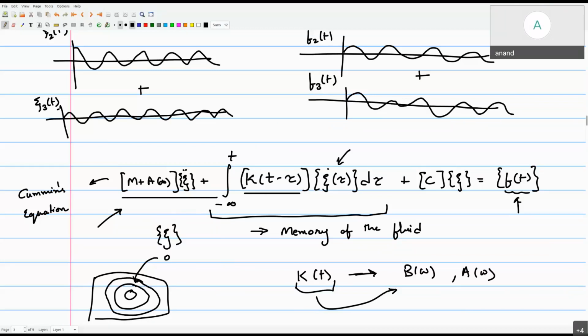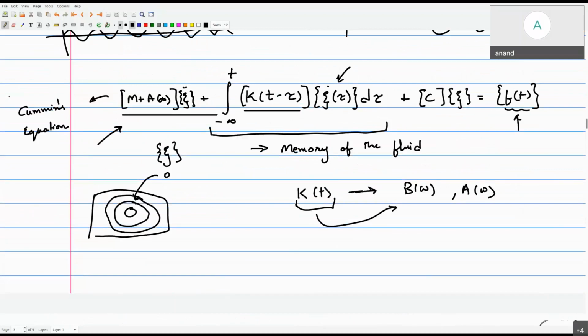Effect of the disturbance? It reduces as time goes on. Correct. So something which happened far in the past will have a lesser effect now compared to what happened recently. Yes, sir. So will this equation take care of that? Yes, it will take care of that.